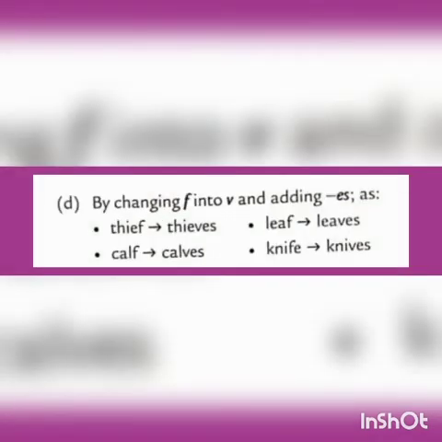How do you change the word which has f in the end? For this, you will change f into v and add es. So, for thief, the plural would be thieves, which would be written as thieves. Here, we have changed f into v and have added es to it. Similarly, it goes for leaf, calf, and knife. You will convert f into v and add es to the word.